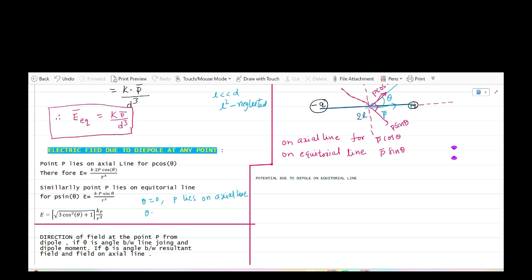So theta is equal to 90 degrees. Then P lies on the equatorial line.